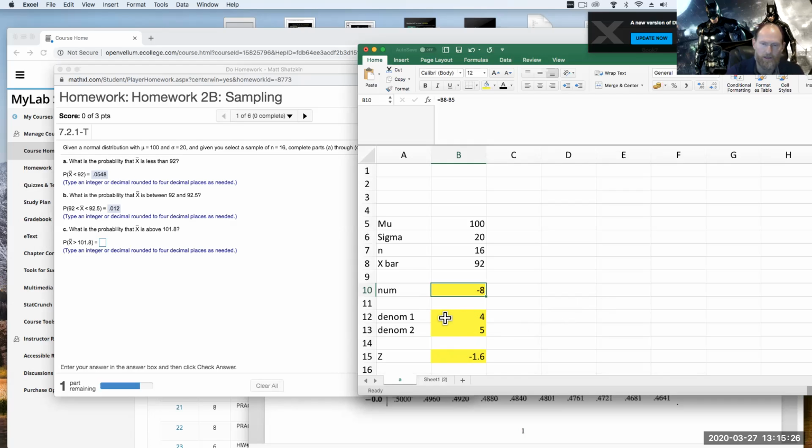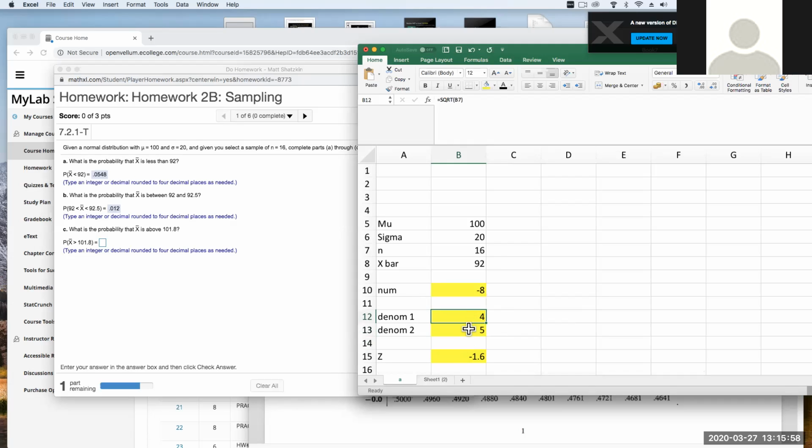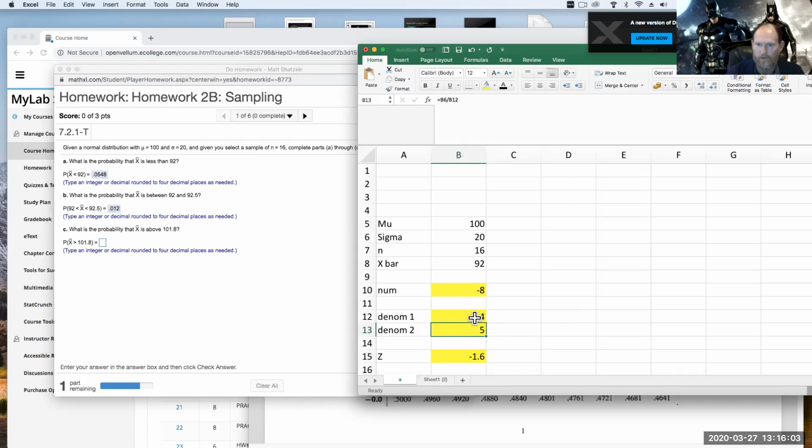I shouldn't even say that. The point is that you could do this whole thing any way you want to. What I did here was I started with the bottom of the denominator, which is the square root of n. Then I took that square root of n and I put sigma divided by the square root of n. I could reverse these, whatever way makes sense. I'm just doing my denominator computations one step at a time.